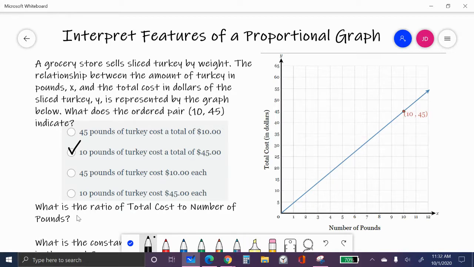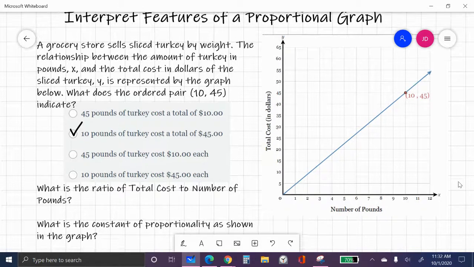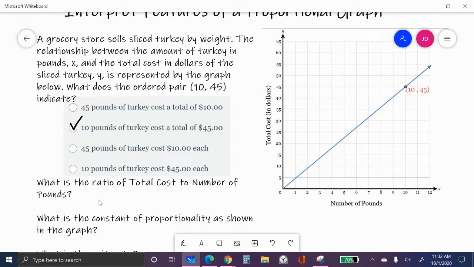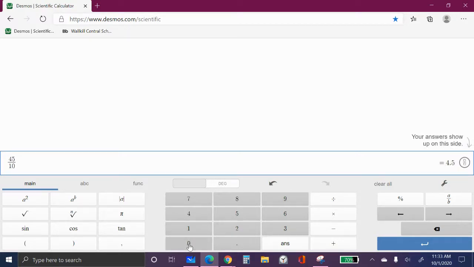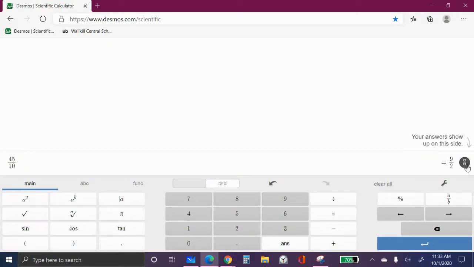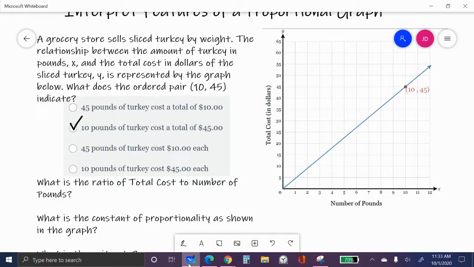Then it asks, what is the ratio of total cost to total number of pounds? So total cost, remember, is 45 to total number of pounds, 10. Now you could reduce this as a fraction. What I would suggest is you take the y value 45 and in your calculator, put it over the x value, 45 over 10, and convert that to a ratio. It is 9/2.